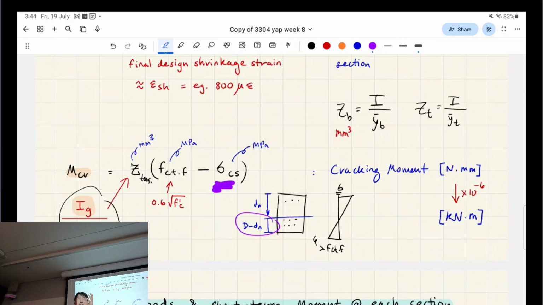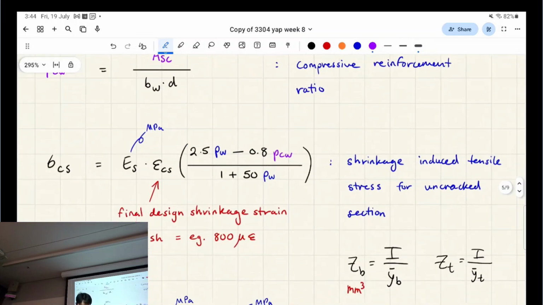Shrinkage due to the cement hardening will cause concrete to kind of pull together. That's the tensile stress induced, right? So that will cause it to crack a little sooner than you'd expect. So this is the value that we're calculating for sigma CS, right? So anyway, let's get back to this.